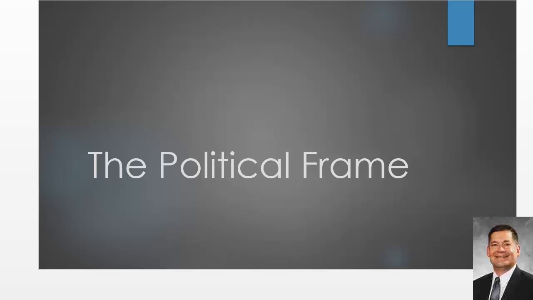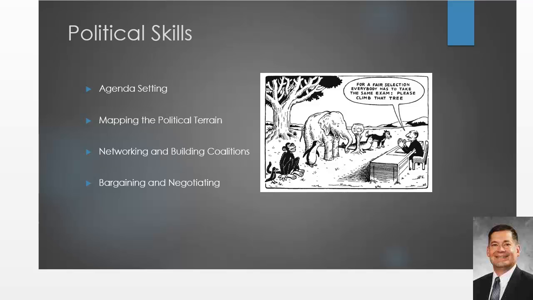Well, welcome to the fifth of 9 videos looking at the political frame. And what we're going to do during this particular video is dig in deep to political skills and look at the 4 key political skills associated with exercising political power. So here they are without any pause at all. You have agenda setting, mapping the political terrain, networking and building coalitions, and bargaining and negotiating.